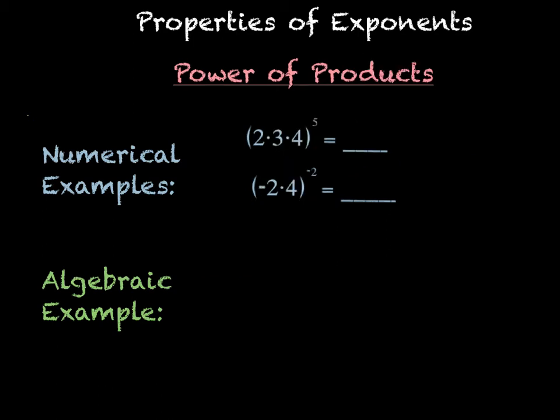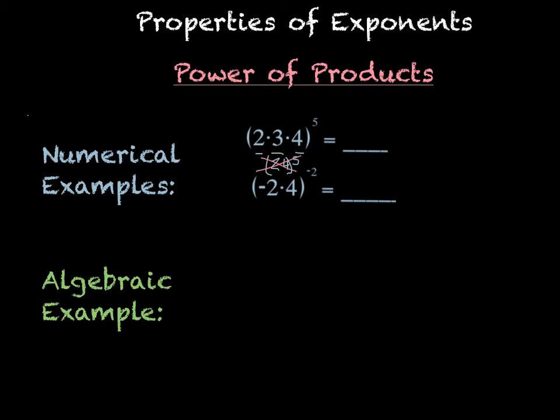And there are 2 more properties here. The power of products is the next one. The first thing, we can do this 2 ways. We can go 2 times 3 times 4, which is 24, and then go to the 5th power. That's fine. That's one way to do it, but that's only if it's numbers. So that won't always work.